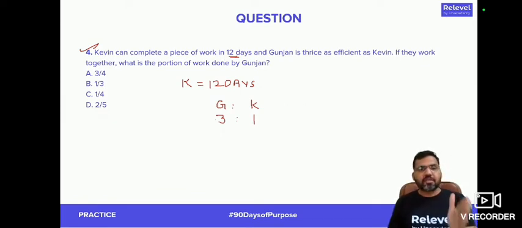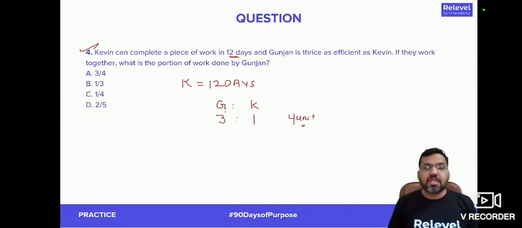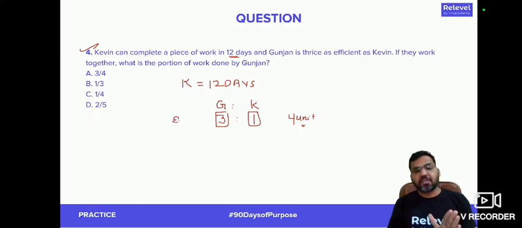Okay, that's a very basic question. If I assume my total work is 4 units, out of the total 4 units, Gunjan will be doing 3 units of the work and Kevin will be doing 1 unit of the work, right? That's the efficiency ratio. By the time Kevin eats 1 chocolate, Gunjan will eat 3 chocolates. By the time Kevin is doing 1 unit, Gunjan is doing 3 units. So out of 4 units, Gunjan is doing 3 units. So that will always be the portion of the work done by Gunjan.